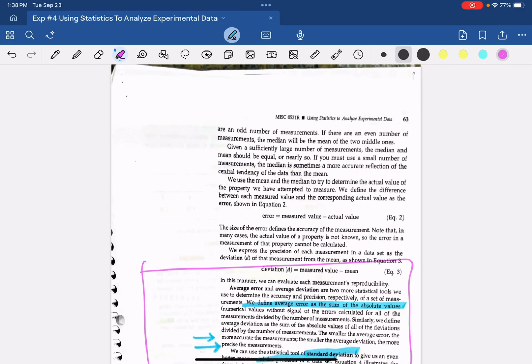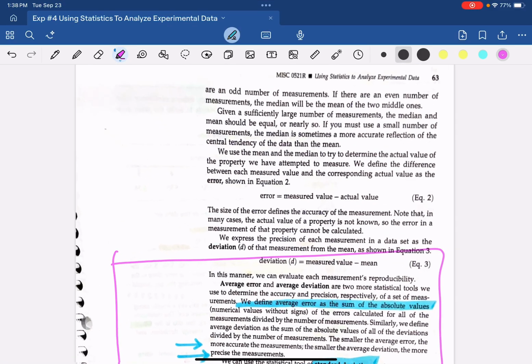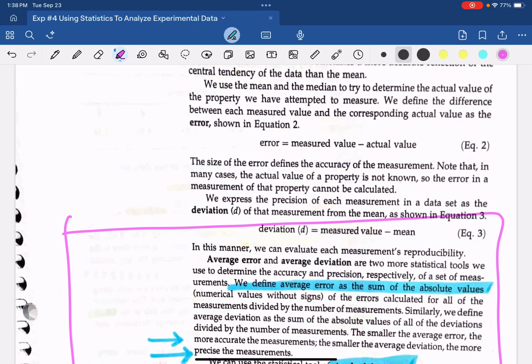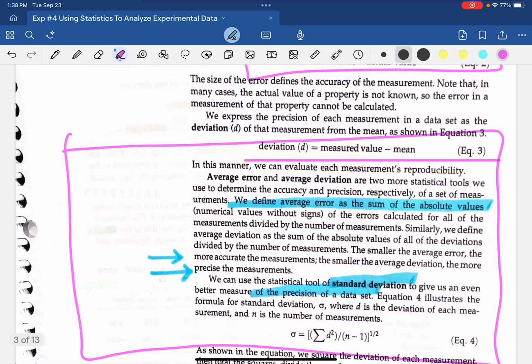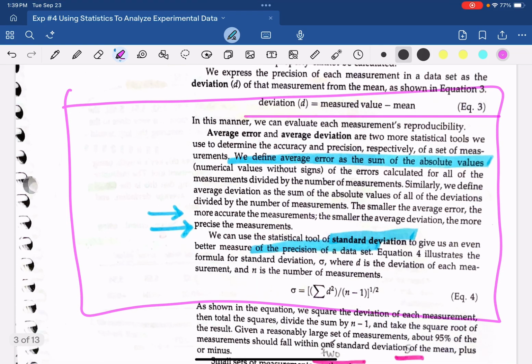As we go over to page 63, this is where we will find the equation for error, equation number 2, and deviation, equation number 3. You may have noticed that I had already highlighted in purple and in blue, pointing out the importance of average error and average deviation, which are right here. And then of course equation number 4 is included.